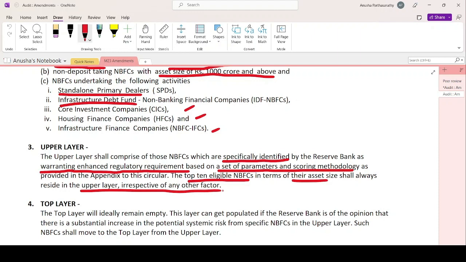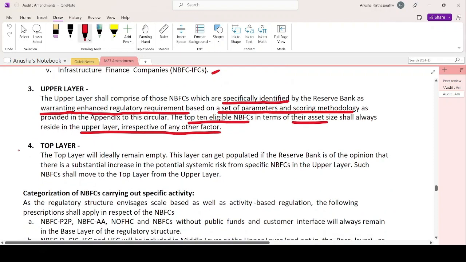Those will be forming part of the upper layer. Otherwise, the top 10 eligible NBFCs will always form part of the upper layer irrespective of any other factor. Now, the top layer, generally it will be empty. Okay, generally it will be empty.